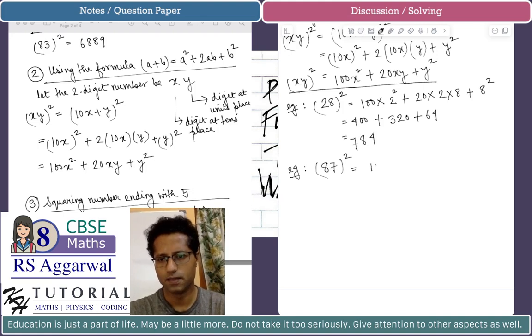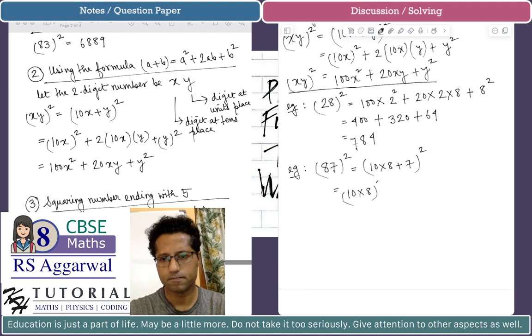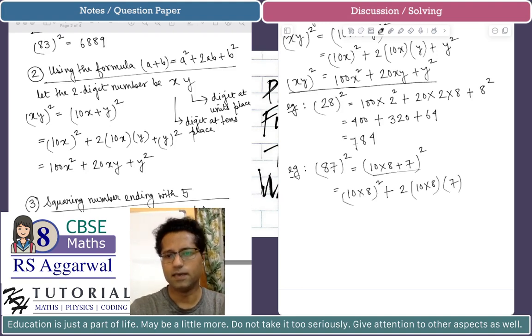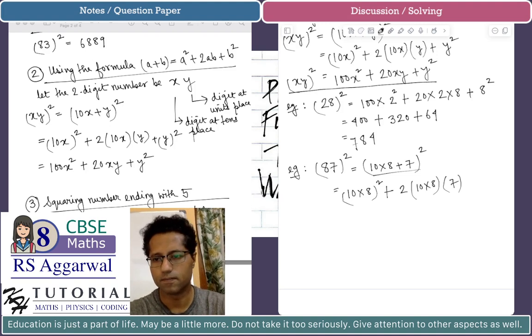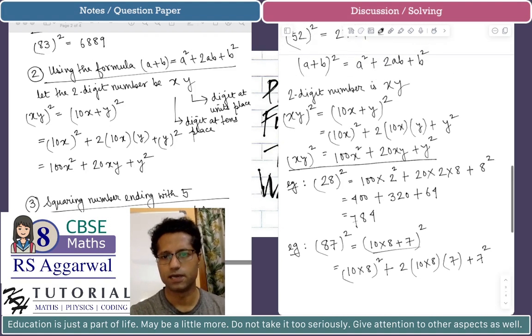87, you know, it will be 10 into 8 plus 7. If I expand it, this will be this. So now we apply the a plus b whole square formula. This will be 10 into 8 square, and then you have plus 2 into 10 into 8 into 7, and I have 7 square. Sorry, not a and b, x and y. So I was explaining the concept using x and y.